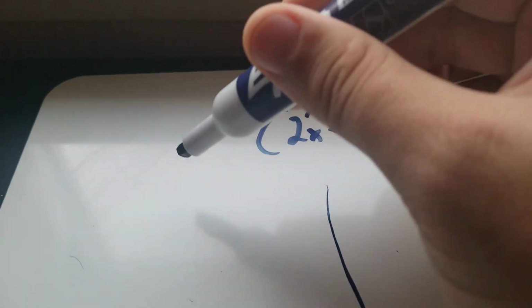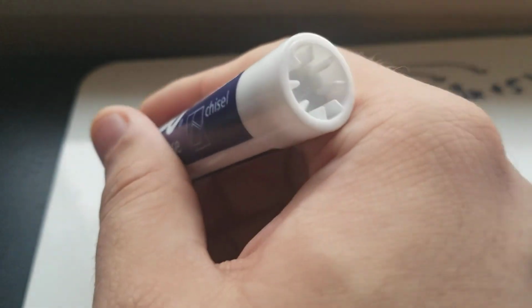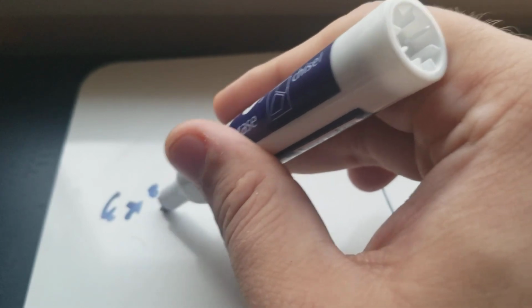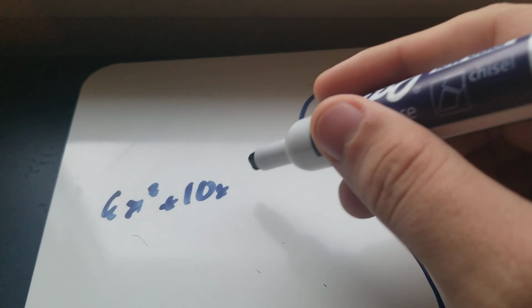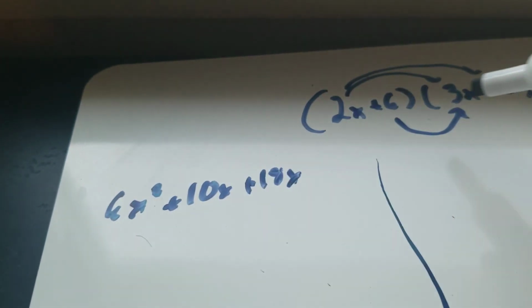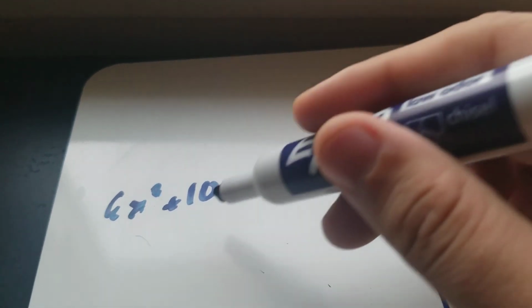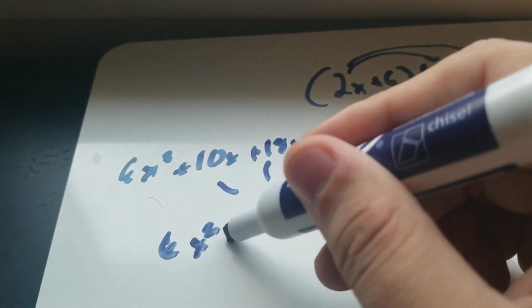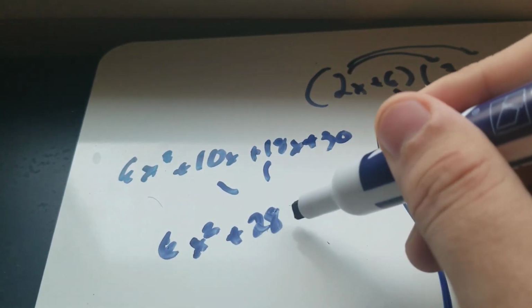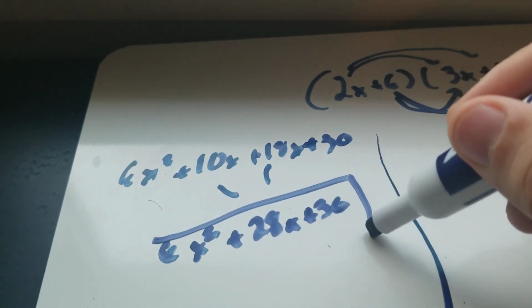So 2x times 3x is, let me put it over here. And hopefully this is on the camera. So that's 6x squared. 2x times 5 is plus 10x. Then we've got 6 times 3x, that's 18x. And then we've got 6 times 5, which is just 30. All right, we're going to combine some like terms, like 10 and 18. So 6x squared plus 28x plus 30. At that point, I cannot simplify anymore.